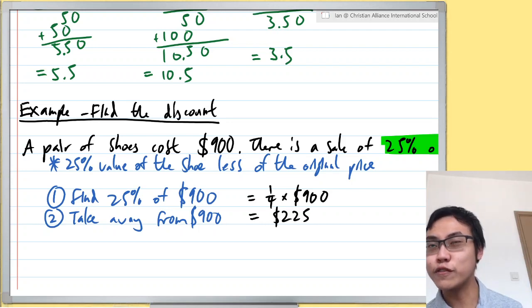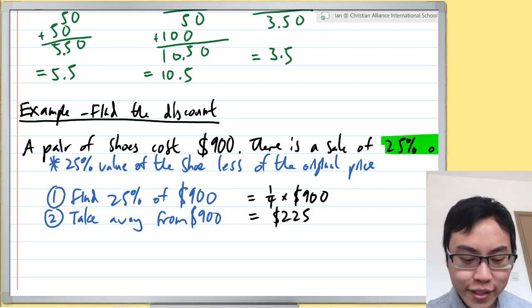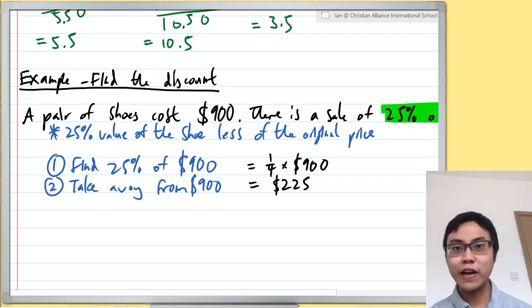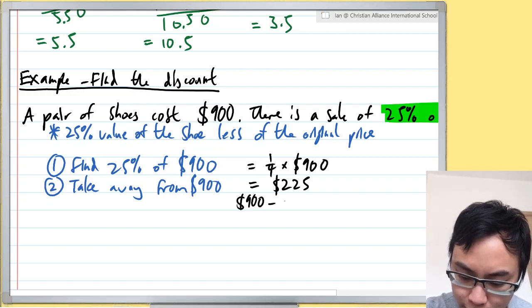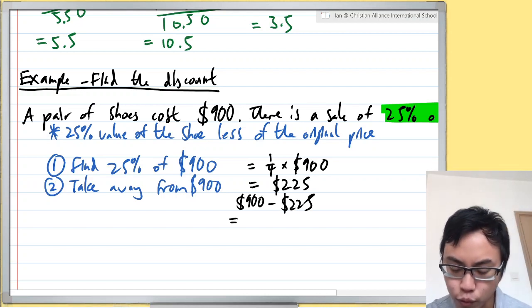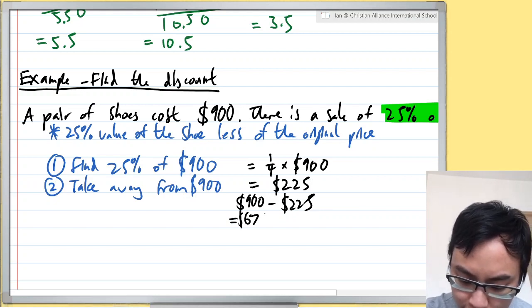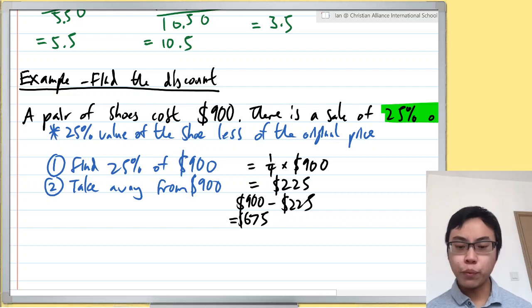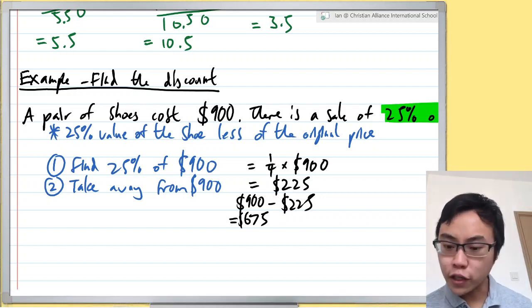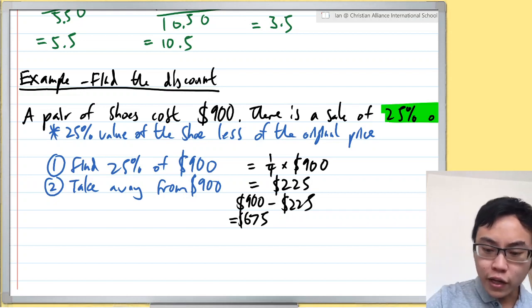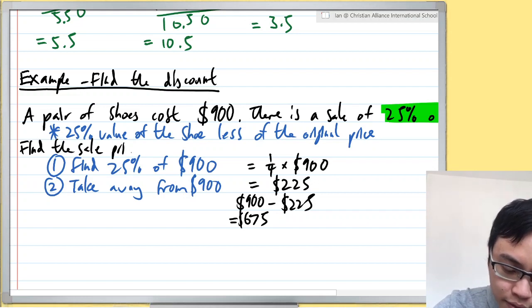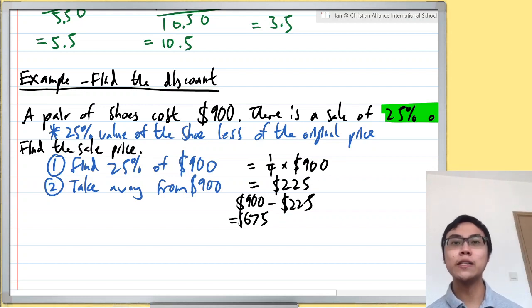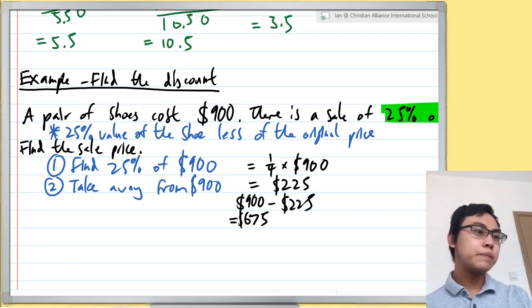I didn't make a mistake, right? 450, half of that is 225. Yeah. And then step two, we want to take away 225 from 900. And so step two will be 900 minus 225 is equal to $675. So the sale price, I forgot to write down, there's a sale of 25% off, and we want to find the sale price. So the sale price will be $675.